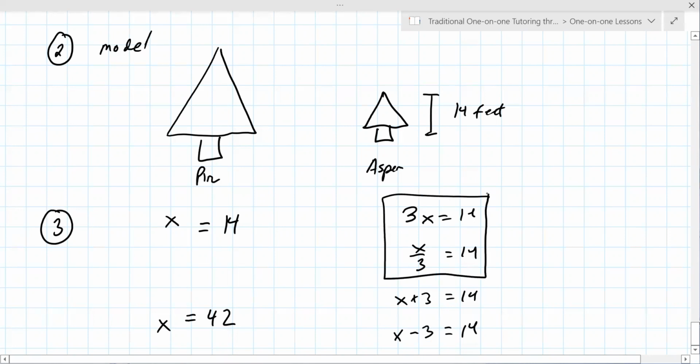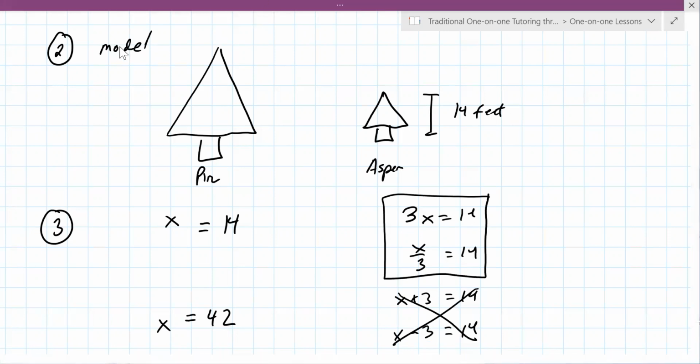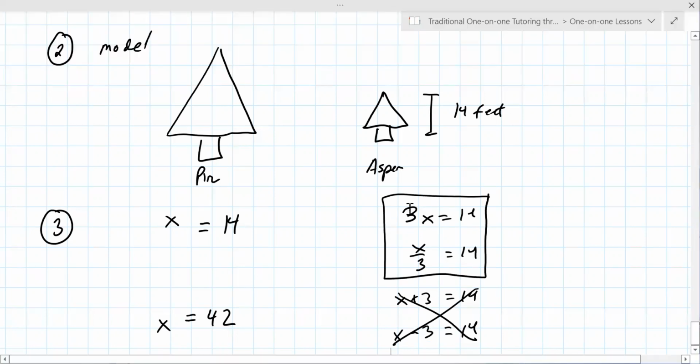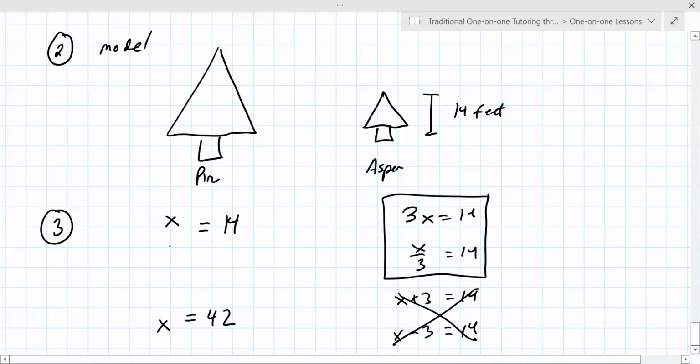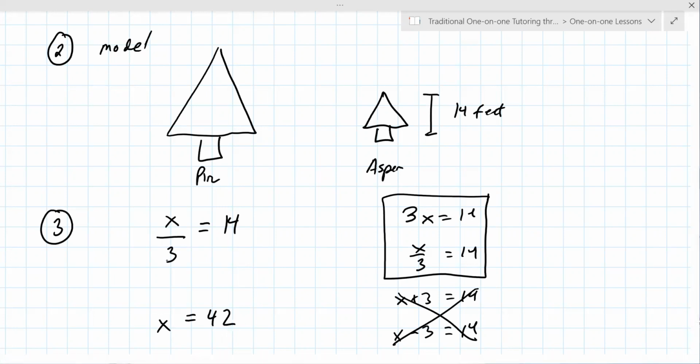Now you just said it. You have to multiply 14 by 3. So which of these two equations do you end up solving by multiplication? Division? Yeah, the second one. Like that. So you do 14 divided by 3, or well, x divided by 3 equals 14. Yes.